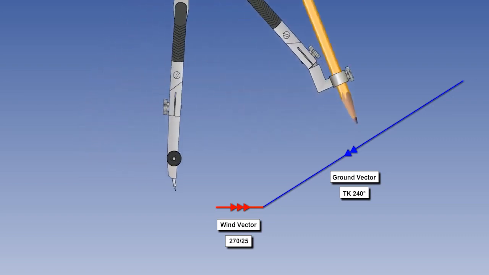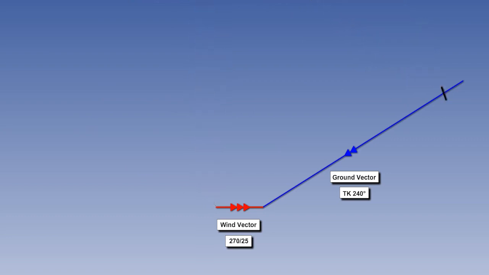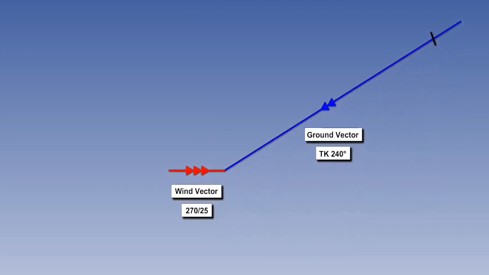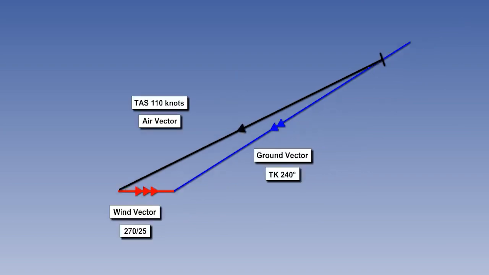Place the point of the compass at the open end of the wind vector and draw an arc intersecting the ground vector. We join this point of intersection to the open end of the wind vector to give us our air vector. We've now completed the triangle of velocities and have obtained a direction and speed for all three vectors. The wind vector, of course, we already knew.